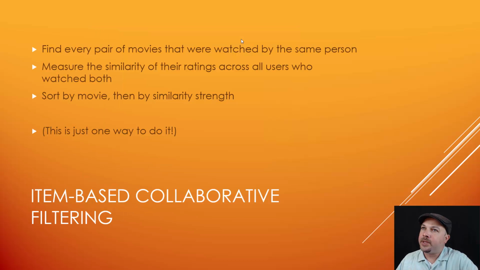So basically what we do is we start off by finding every pair of movies that were watched together by the same person. So any movie that was watched with another movie by the same person goes into a big old bucket of movies that were watched together by the same individuals. And then what we do is we take all the users who watched both movies and we compare their ratings to each other. And using those rating vectors that are associated with each movie pair, we can then try to compute how similar these two movies are to each other.